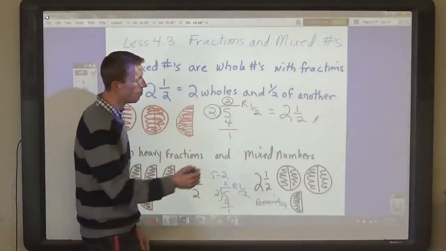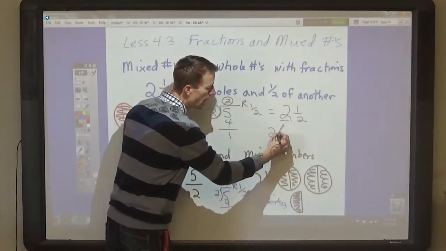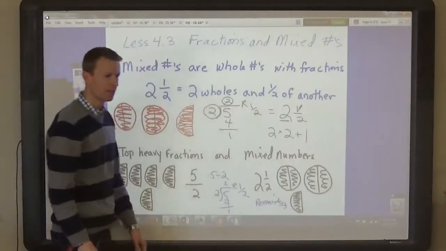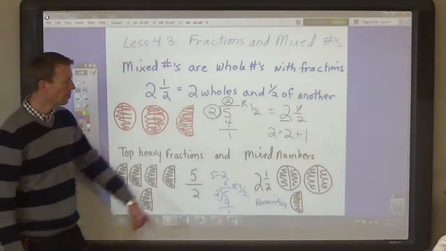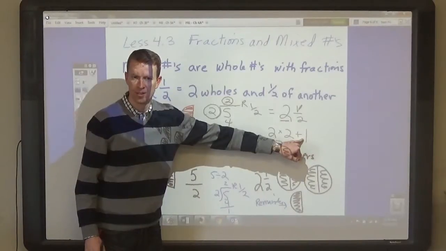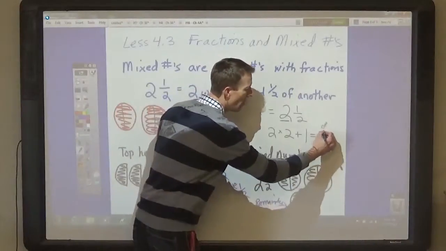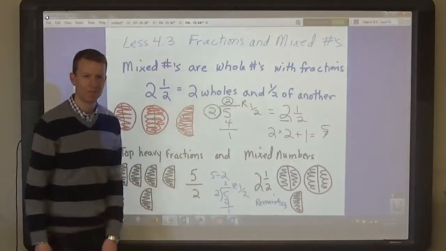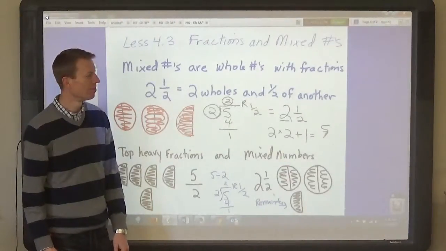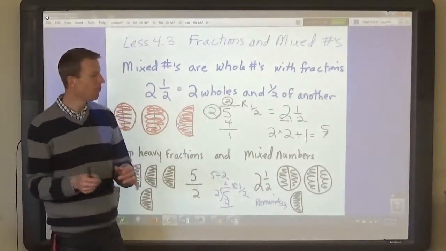So what we do is multiply the whole number 2 times the divisor 2, and then add the remaining piece, 1. What's 2 times 2 plus 1? Abby? 5. How big are the pieces? What is the denominator? 5 what? It's not 5 wholes, it's 5.